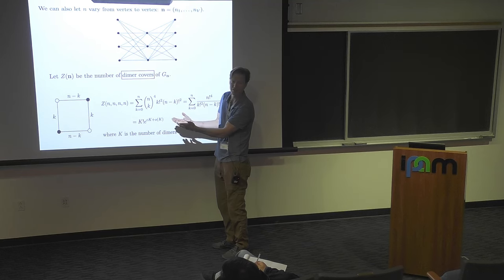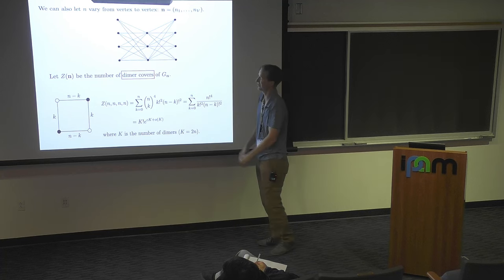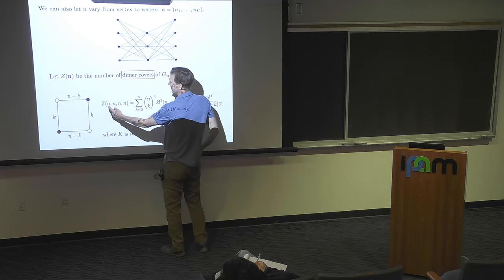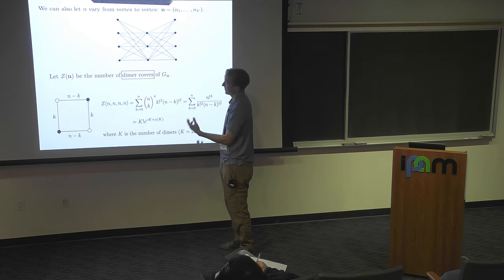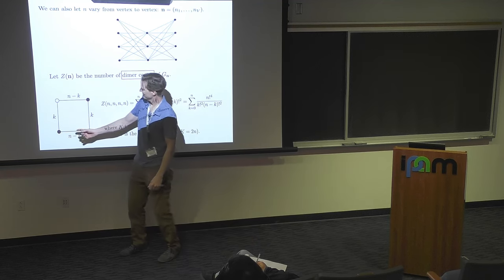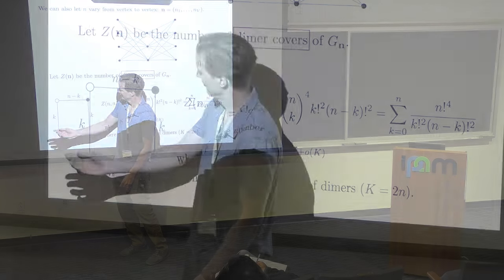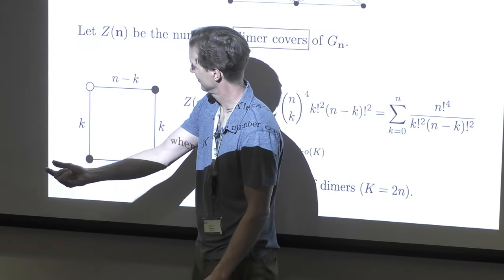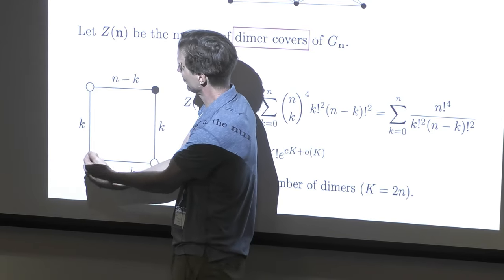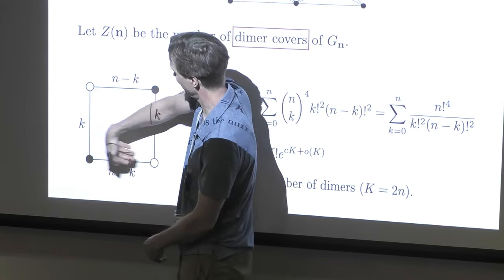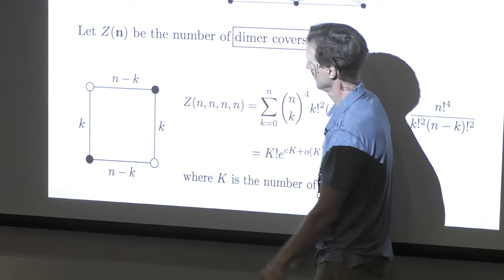And so let's just do the count in this easy case, because I think it's illustrative of what goes on in general. If I've got the multiplicities n at each vertex, how do we count dimer covers? Well, this vertex represents n vertices above it. You have to choose a subset of k of those vertices to be matched this way and n minus k to be matched that way.